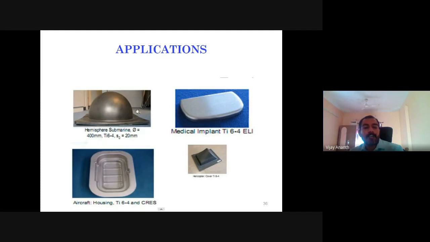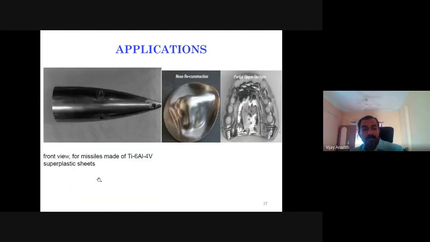Then the hemisphere of a submarine part has a 400 mm diameter, right? The diameter is 400 mm, and the plate thickness is 20 mm. Also, it is a titanium alloy, which is formed into the hemisphere of the submarine, as well as some medical implants. The titanium alloy is also used in the helicopter cover component and aircraft housing, which are also made with plastic forming with the titanium alloy.